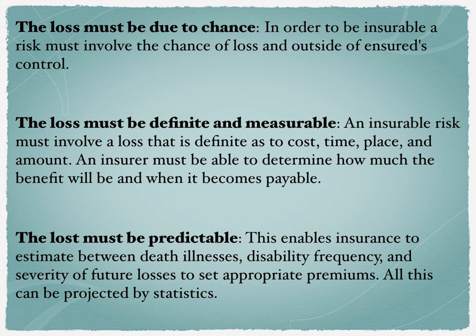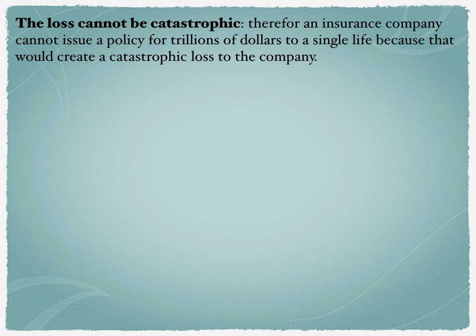The loss must be predictable. This enables insurers to estimate the frequency and severity of future deaths, illnesses, and disabilities, to set appropriate premiums. All this can be projected by statistics. The loss cannot be catastrophic. Therefore, an insurance company cannot issue a policy for trillions of dollars to a single life because that would create a catastrophic loss to the company.